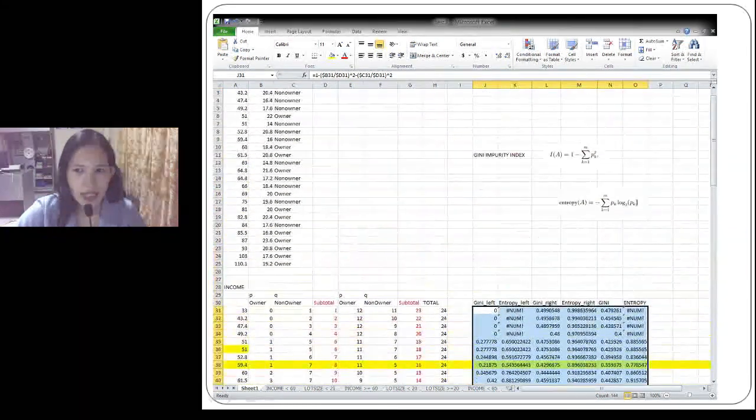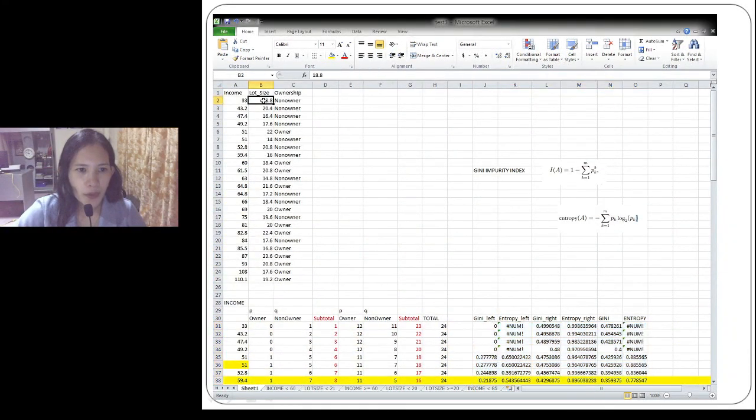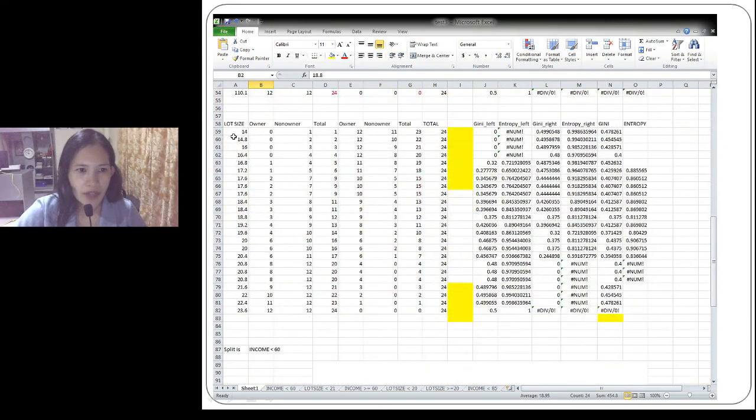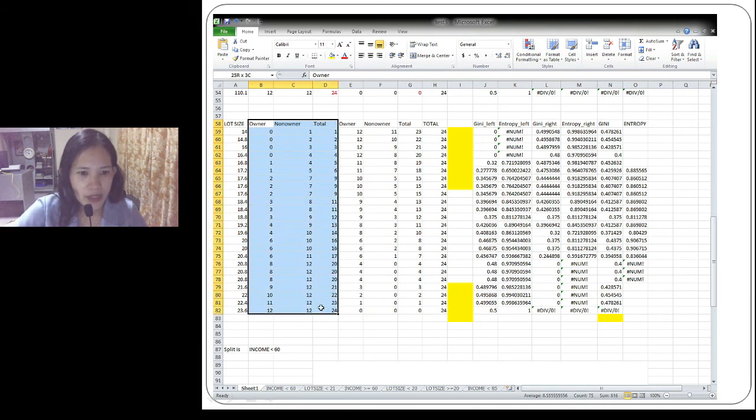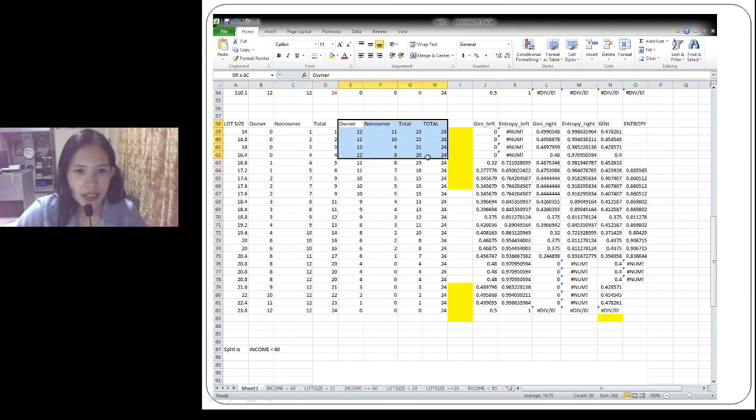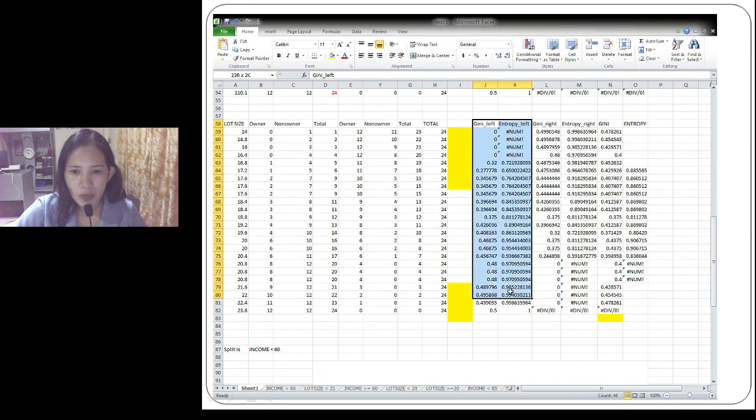Next, we also have to compute the GINI and entropy for each of the values of the lot size. So we copy all the values of the lot size, and with the same process we compute the number of owners and non-owners in the left side and the right side, with the total number of records, and the GINI left and the entropy left, the GINI right, entropy right, and the total GINI and entropy.